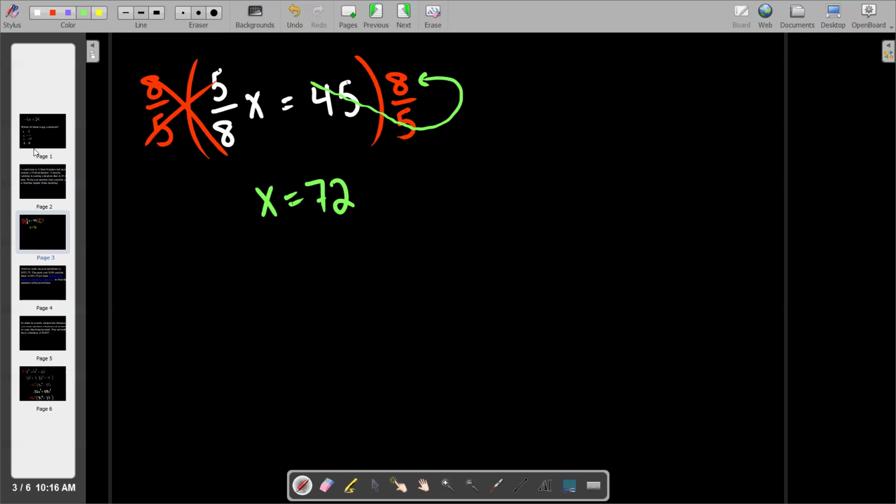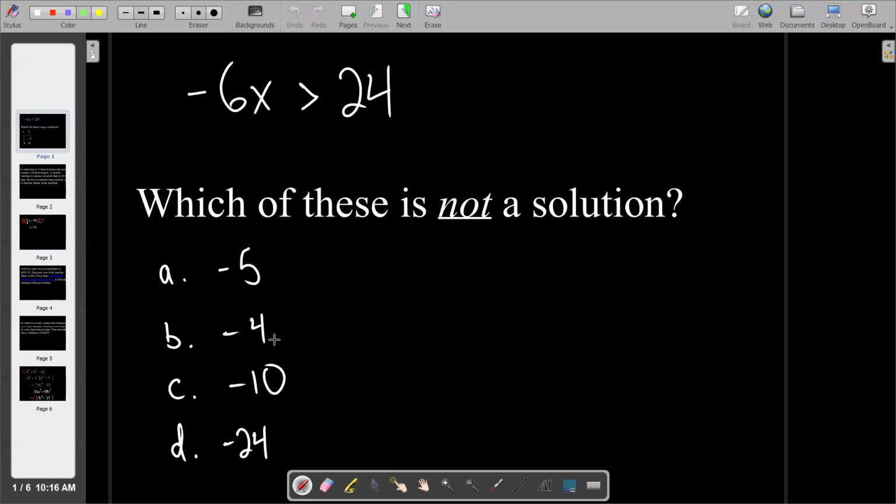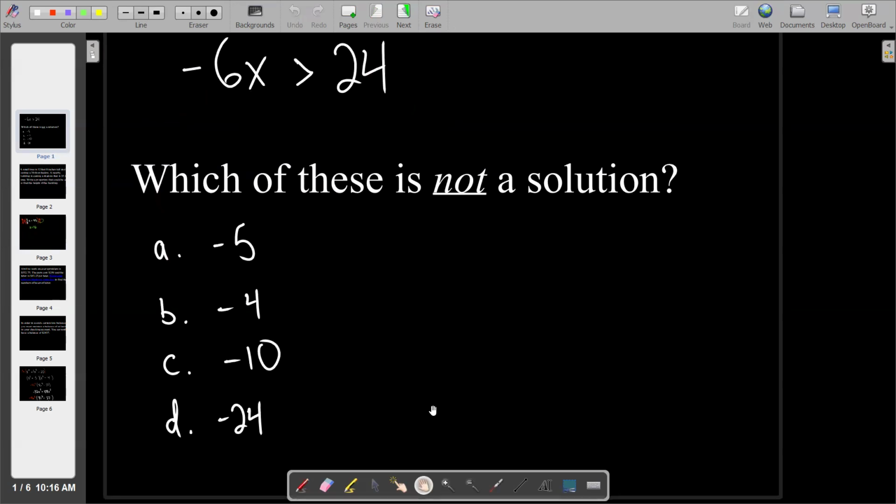So this one I did write a slide for, just because I wanted it to be multiple choice. I've put an inequality up there at the top of the board, and I'd like you to answer the question at the bottom. Notice that I put "not" in italicized and underlined font. There are 4 numbers at the bottom. One of them is not a solution, and 3 of them are.